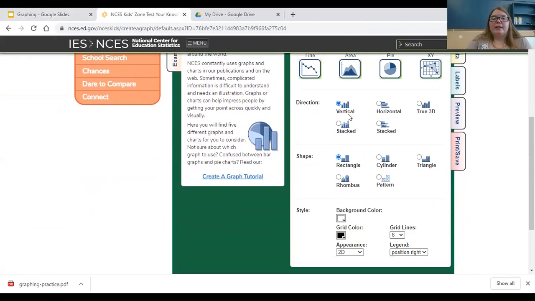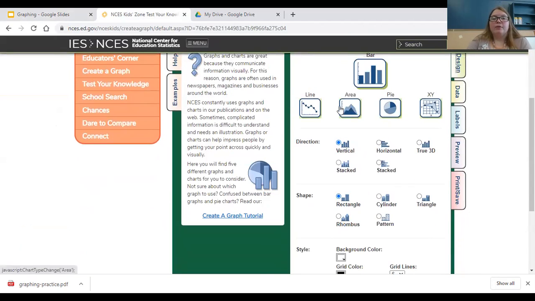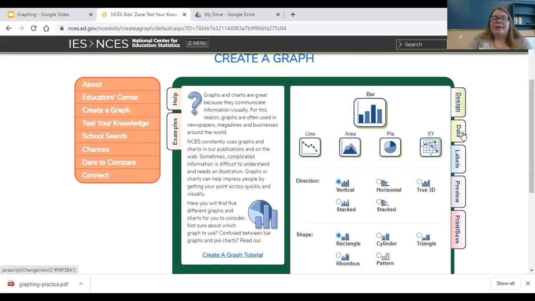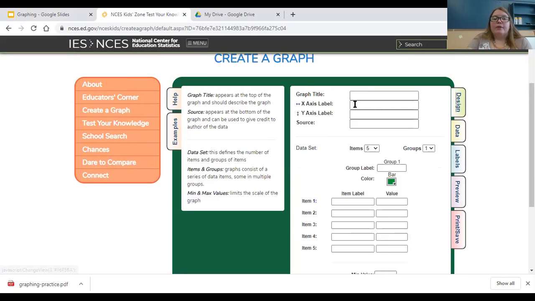Okay, it's going to ask me some questions. Vertical means up and down. So that's usually what we do when we think of a bar graph, right? Let me move my face so that we can work on this. All right, so we like all that. Good. So then it has this tab, data. So I need to put a graph title. So like zodiac signs, my x-axis label. So that was zodiac signs.